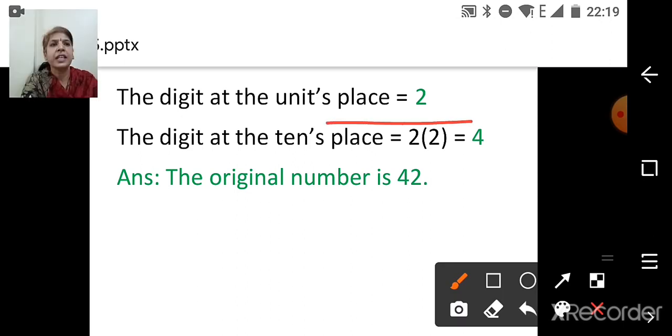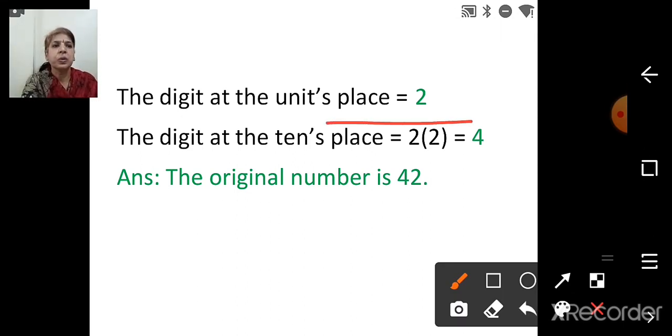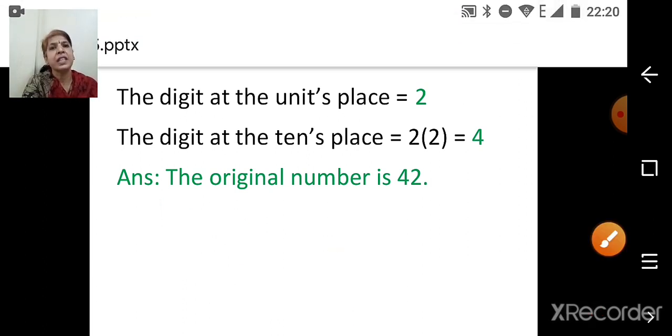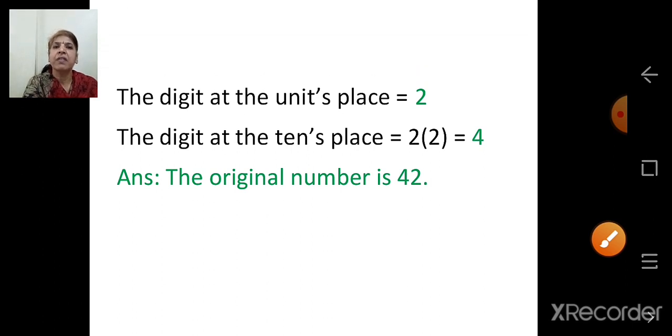The digit at the units place is 2. So the digit at the tens place will be twice, 2 into 2, that is 4. So the number formed is 42. The original number is 42. Now you can also check, children. The original number is 42. Interchange the digits, the number will become 24. When you add them, you are getting 66. It means the answer which we have got is correct. We have verified and seen.